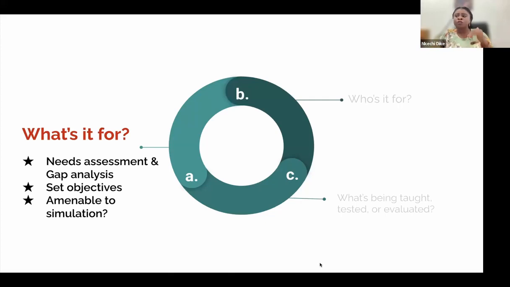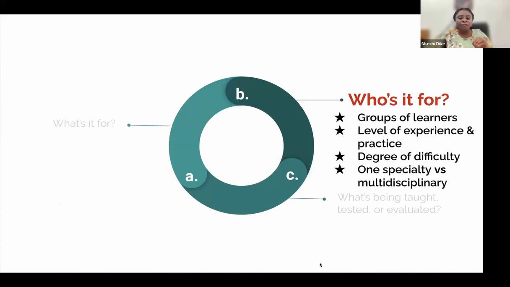And that brings us to the next question. Who is it for? This is where you are considering the groups of learners. You want to ask, who is this designed for? And what's the level of their experience and their practice? Because this would determine how you dial up or dial down the degree of difficulty.